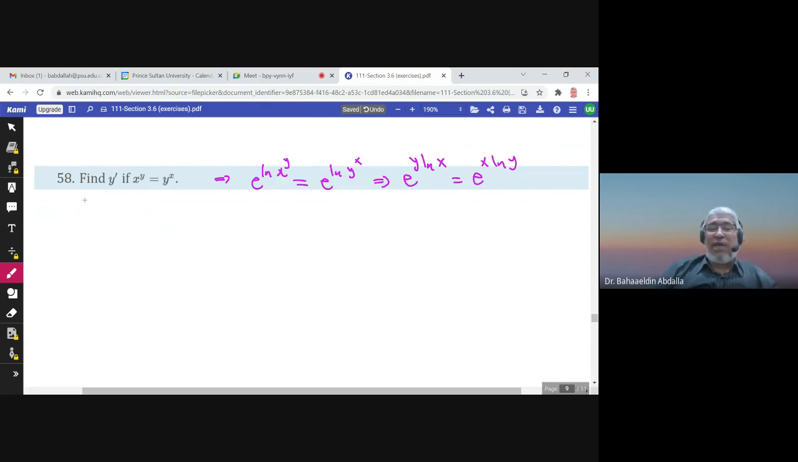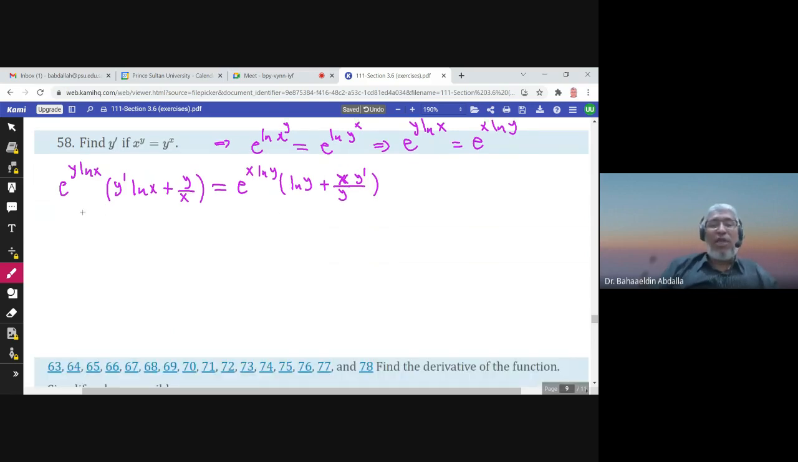Derivative of the left-hand side is e to the power y ln x times the derivative of y ln x. Derivative of y is y prime times ln x plus y times the derivative of ln x, which is 1 over x, equals e to the power x ln y times the derivative of x ln y. Derivative of x is 1 plus x times the derivative of ln y, which is 1 over y times y prime.